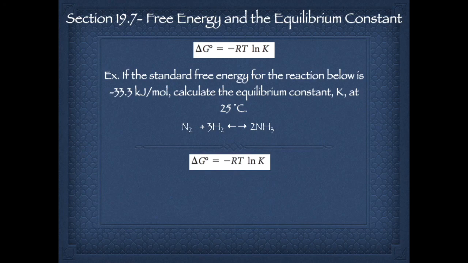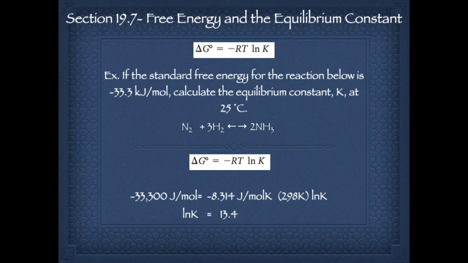So it's going to be negative 33,300 joules per mole equals the negative R, which is negative 8.314 joules per mole Kelvin, and that's given to you, times my temperature. Notice my temperature needs to be in Kelvin, so it's going to be 25 plus 273, which is 298. And then I'm going to multiply that by the natural log of K. And so I'm going to solve for just the natural log of K here.